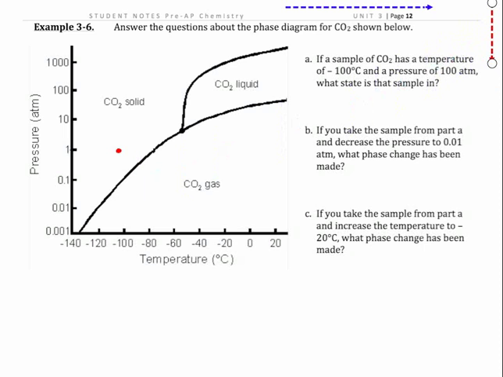Okay, so now let's take a look at this phase diagram and analyze it. So we have a temperature of minus 100 degrees. So we're about right here. We're starting at minus 100 degrees, and we're going to go up to 100 atmospheres. So it's asking us to graph that particular point. At that point, I'm in the solid range.